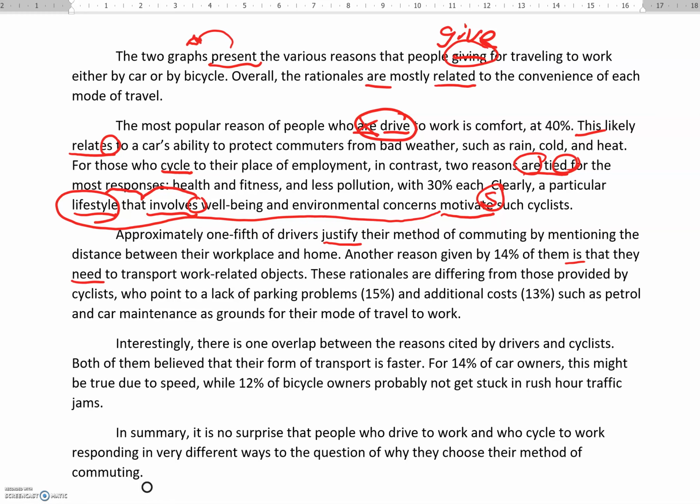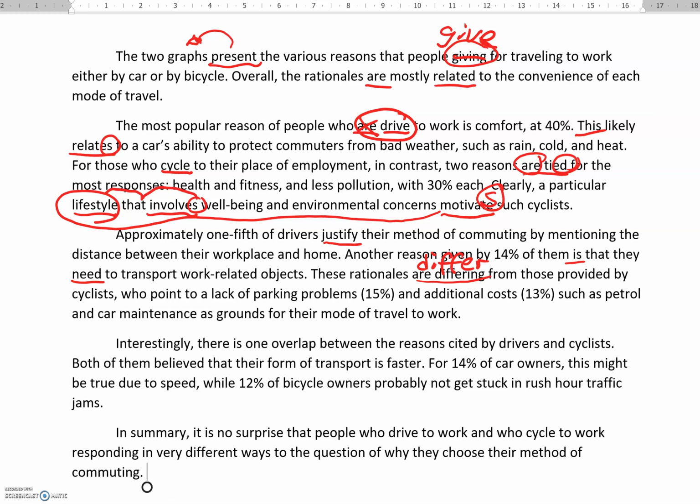These rationales are differing. Now, from a grammatical point of view, it's not too bad, right? It's the present continuous. Are is fine. Differing, are differing. But here you're really describing a fact, this general information. So it's better to use the simple present. These rationales differ. Keep in mind that in academic English, we often use the simple present when we're writing about either facts or theories, ideas, or information in general.